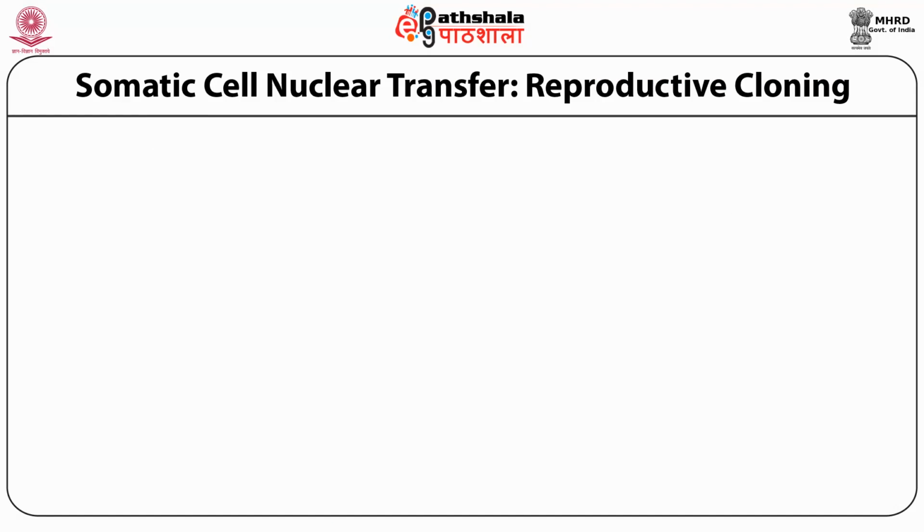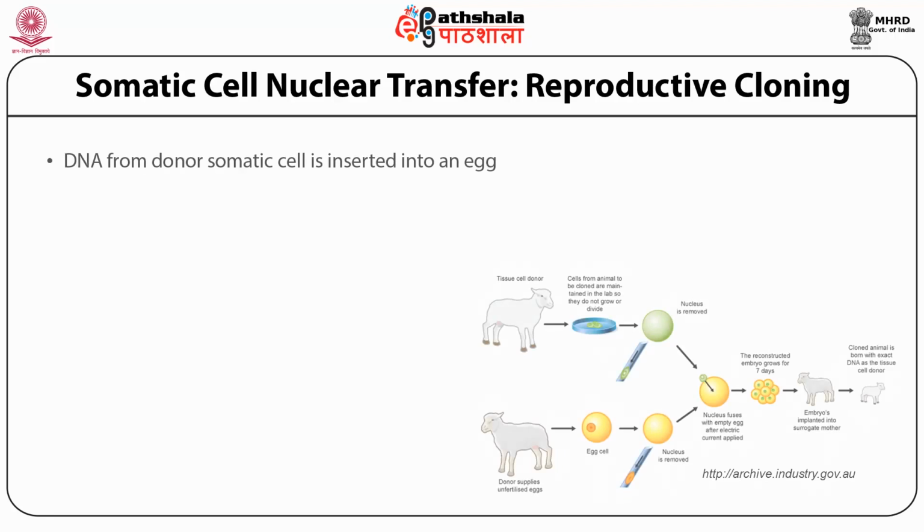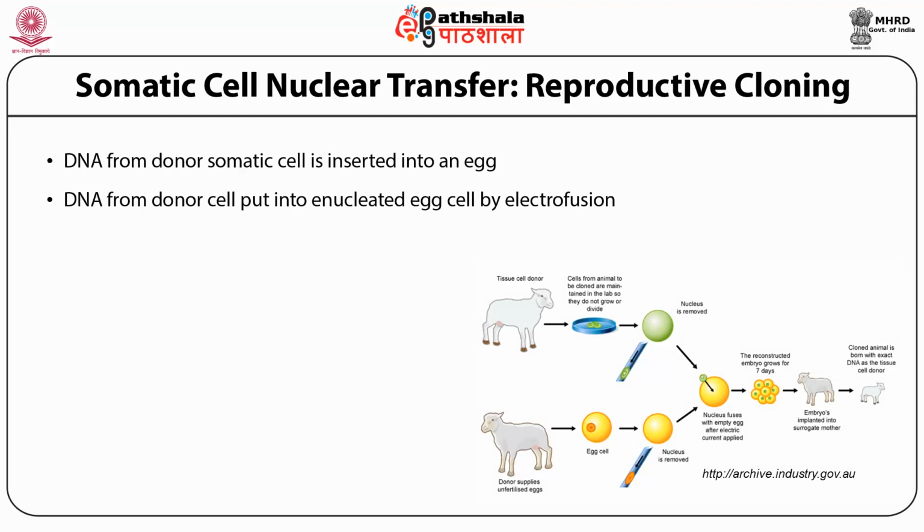Coming to reproductive cloning, which is the production of a whole organism by somatic cell nuclear transfer. As a technique, we start by taking a donor somatic cell, and DNA from the donor cell is put into an enucleated egg cell. The egg cell is also taken from the same animal species, a female. Now, the donor somatic cell nucleus and the enucleated egg are fused by an electric shock, and it has been reported that factors in the egg somehow reprogram the somatic cell nucleus.